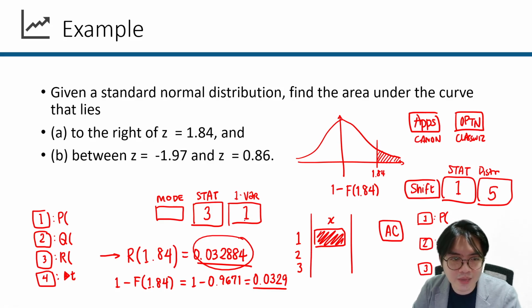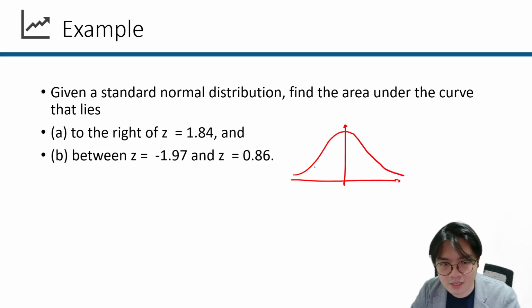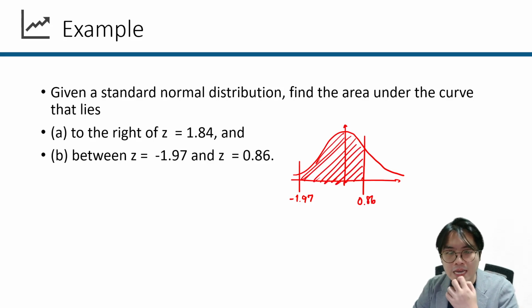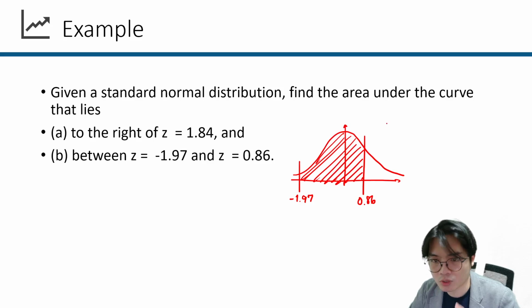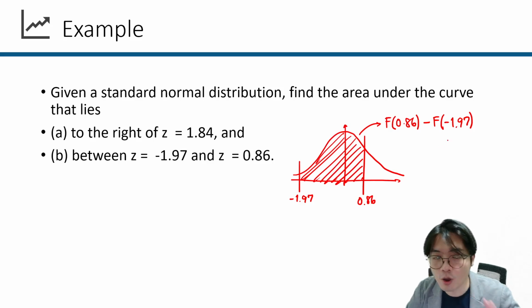Okay. Letter B, between z is equal to negative 1.97 and z is equal to 0.86. We'll have this negative 1.97 is here, and then 0.86 is somewhere in here. What we want is this area right here. Now, what you would do in cumulative in the Z tables would be to get the cumulative probability at 0.86 and then subtract that from the cumulative value of the Z table at negative 1.97. That is the way to do it.